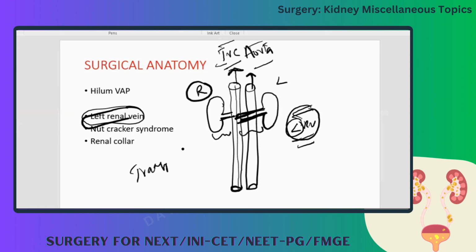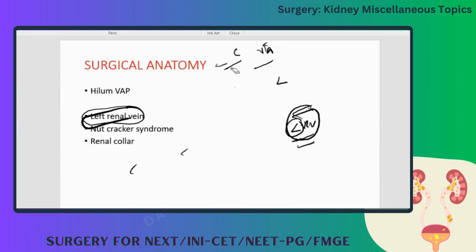Anytime when we do a renal transplant, we'll take the left kidney most of the time, unless it is contraindicated, because we have a larger vein, so that to anastomose will be easy for us. So this is one important point of left renal vein.